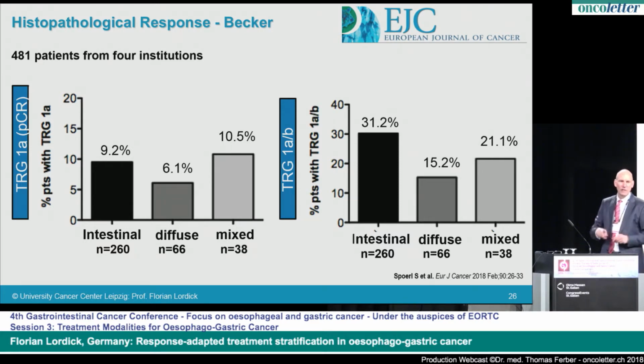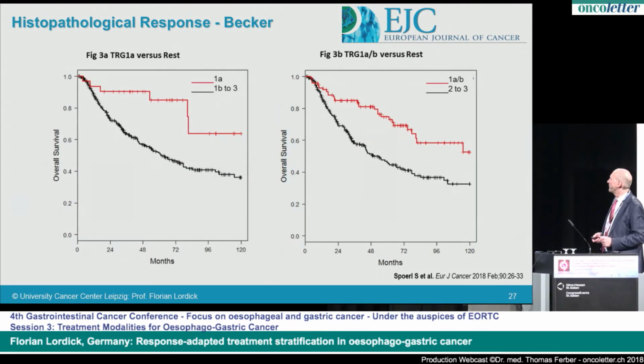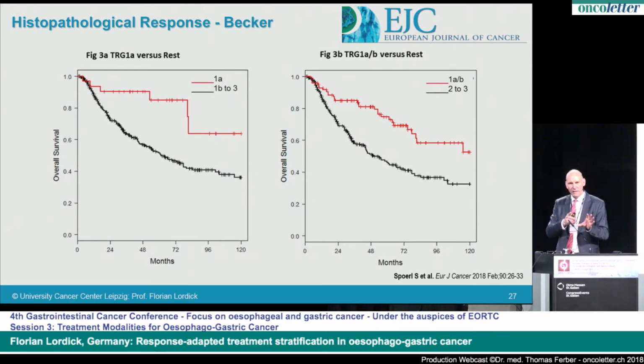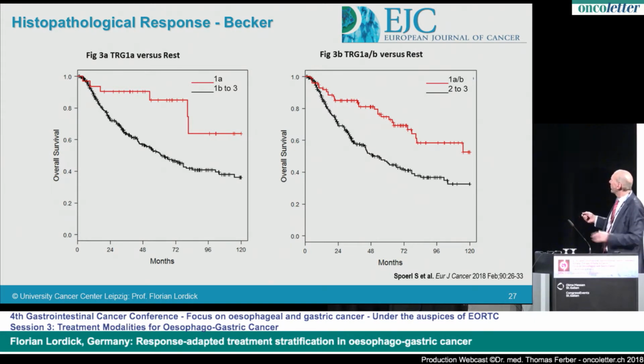With taxane-based regimens, you achieve something like 30% complete responses in the intestinal subtype and much fewer in the diffuse subtype. And this is highly interesting because also in these taxane-based regimen treated patients, you can see that there is a difference in prognosis between the good responders 1A and 1B and the poor responders grade 2 and 3.